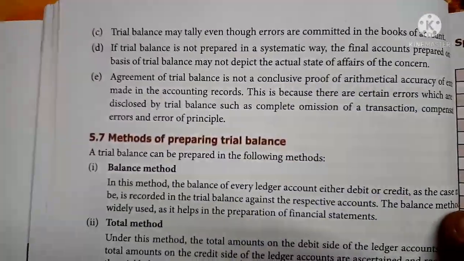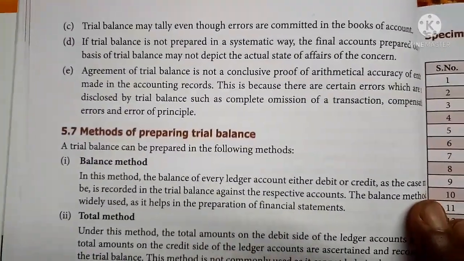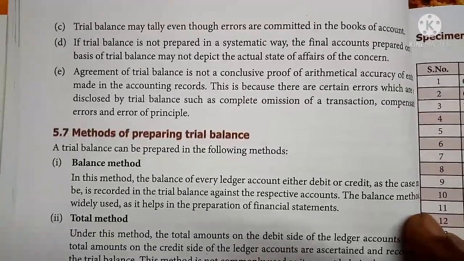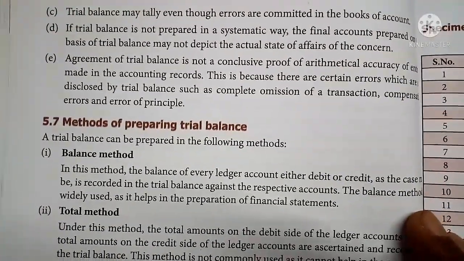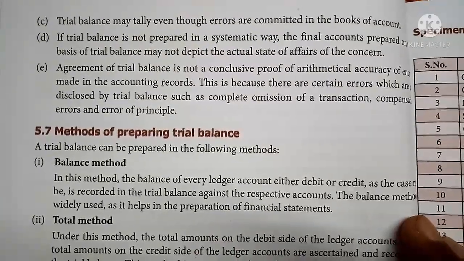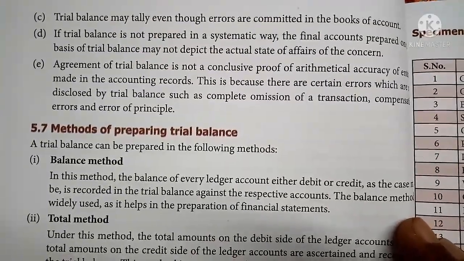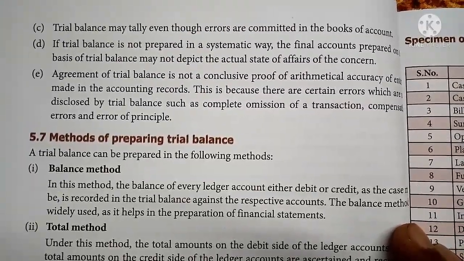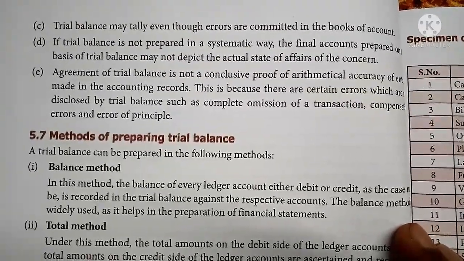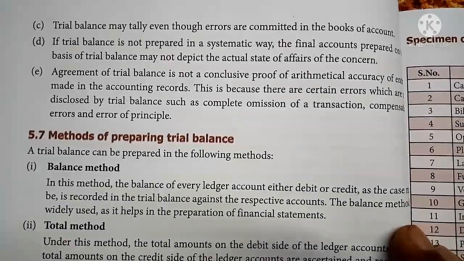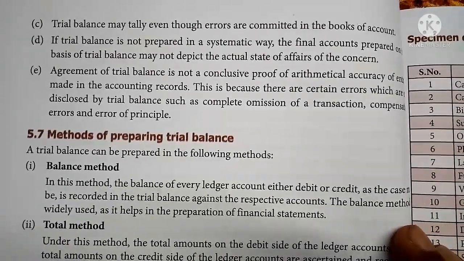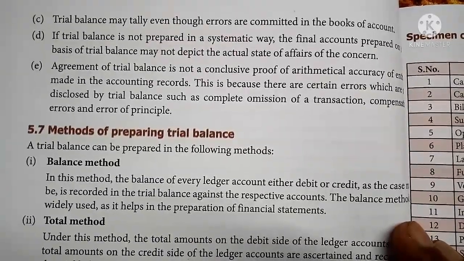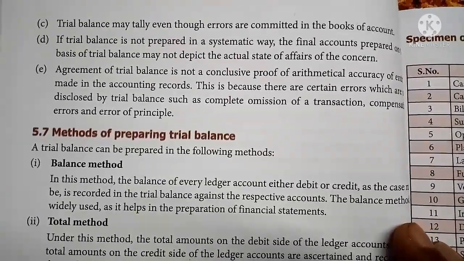Trial balance may tally even though errors are committed in the books of accounts, because some errors will not be disclosed in the trial balance. If trial balance is not prepared in a systematic way, the final accounts prepared on the basis of trial balance may not depict the actual state of affairs of the concern. Agreement of trial balance is not a conclusive proof of arithmetical accuracy of accounts made in the records.